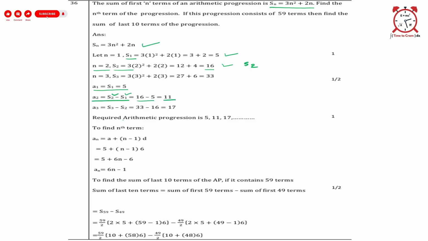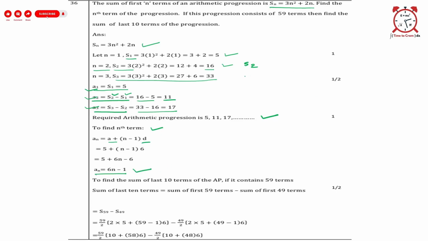In the same way, A3 is S3 minus S2. S3 is 33, so 33 minus 16 gives us 17. So these are our A1, A2 and A3, the first, second and third terms. This gives us an AP here. By this AP, first we will find the nth term, because the question also asks for the formula of the nth term. If we put in the first term and the value of d, we get the formula of the nth term: An equal to 6n minus 1. This is one of the answers.